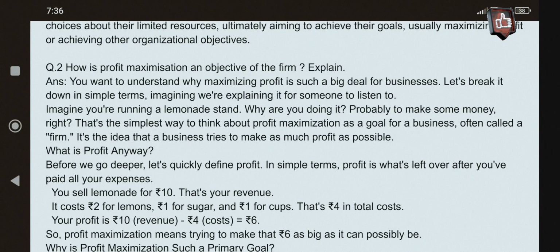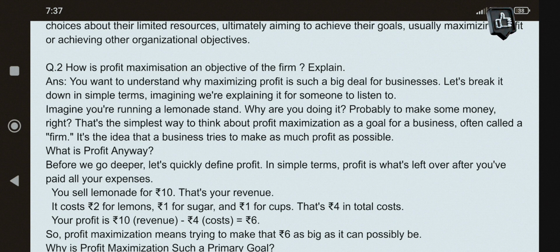Q.2 How is profit maximization an objective of the firm? Explain. Answer: You want to understand why maximizing profit is such a big deal for businesses. Let's break it down in simple terms. Imagine you're running a lemonade stand. Why are you doing it? Probably to make some money, right? That's the simplest way to think about profit maximization as a goal for a business, often called a firm. It's the idea that a business tries to make as much profit as possible.